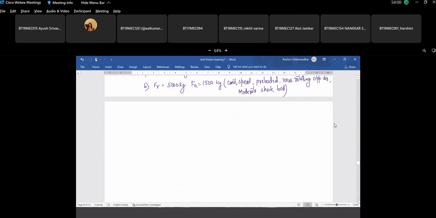Open the design data book by Shivalkar. Again, the load carrying capacities are given for deep groove ball bearing and cylindrical roller bearing. Here we get data only for ball bearing and roller bearing. For deep groove ball bearing with the series 04 and the bore diameter 18, what is the dynamic capacity? Page number 149, BD Shivalkar design data.